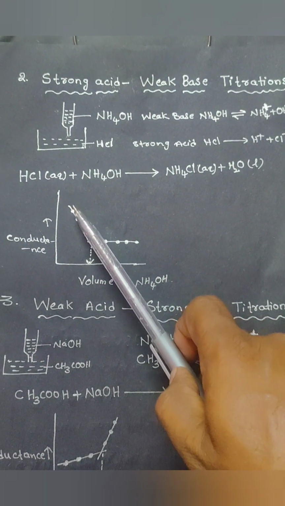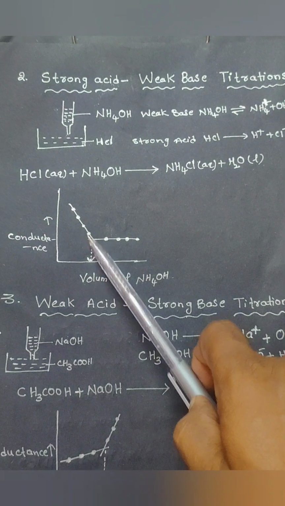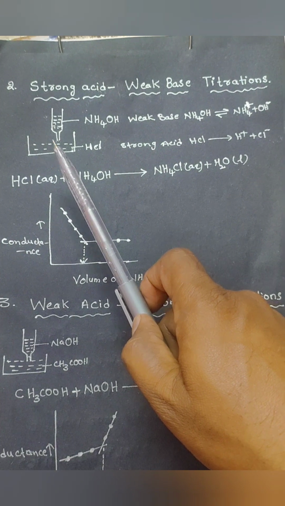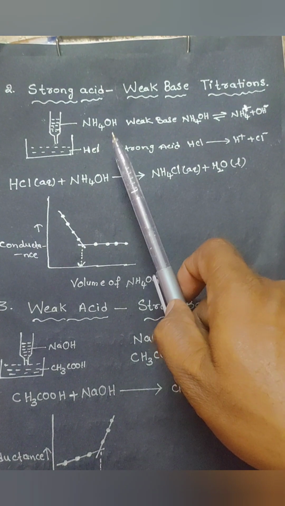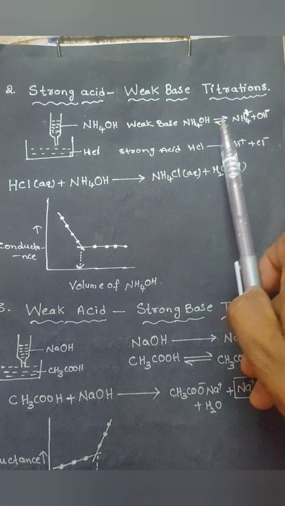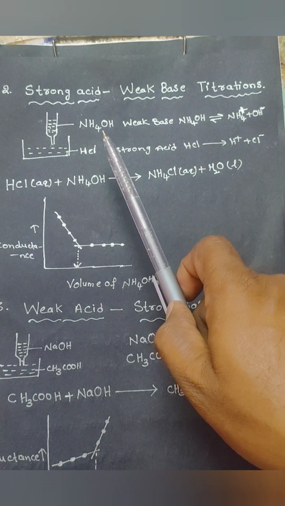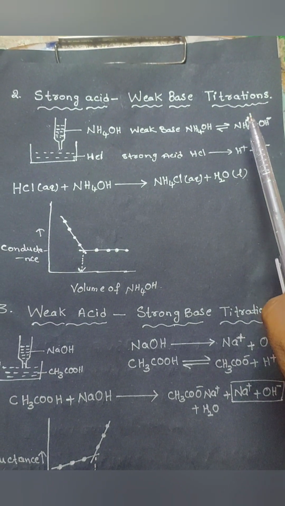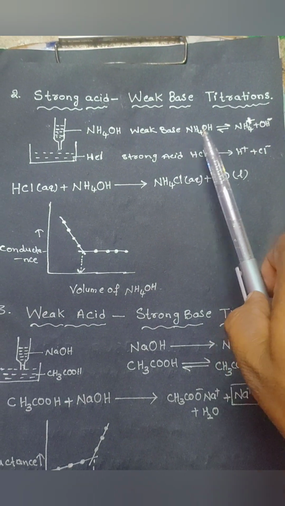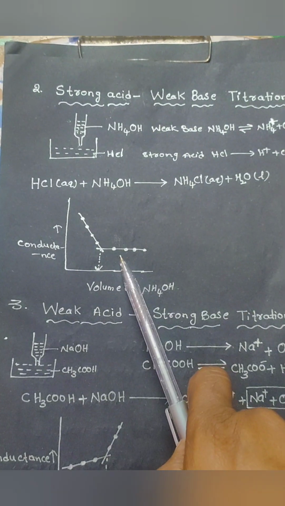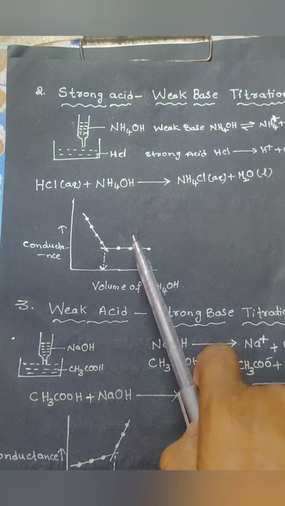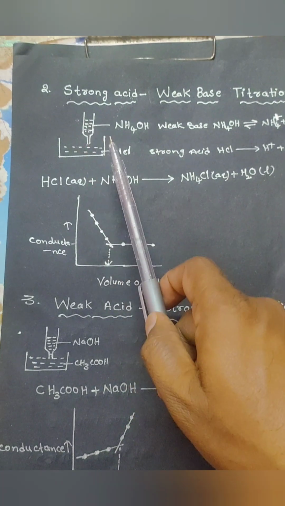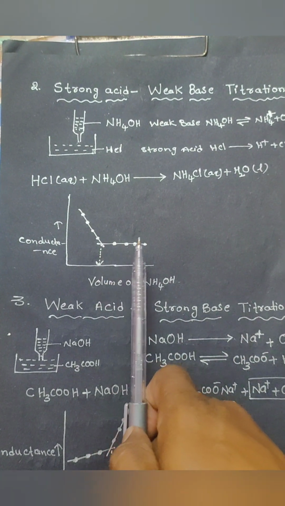As a result, the conductance gradually decreases, and after complete neutralization, there are no H plus ions to react with the ammonium hydroxide, and we know very well that ammonium hydroxide is a weak base, no? So we don't get a large number of OH minus ions because it is a weak base and does not dissociate completely. As a result, there will not be much increase in the number of OH minus ions, so there is no increase in the conductance of the solution. That's why we get a straight line like this.